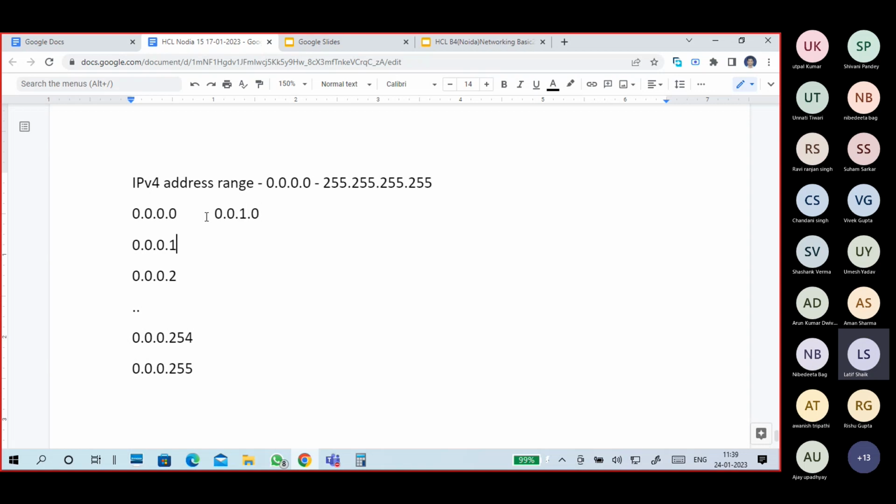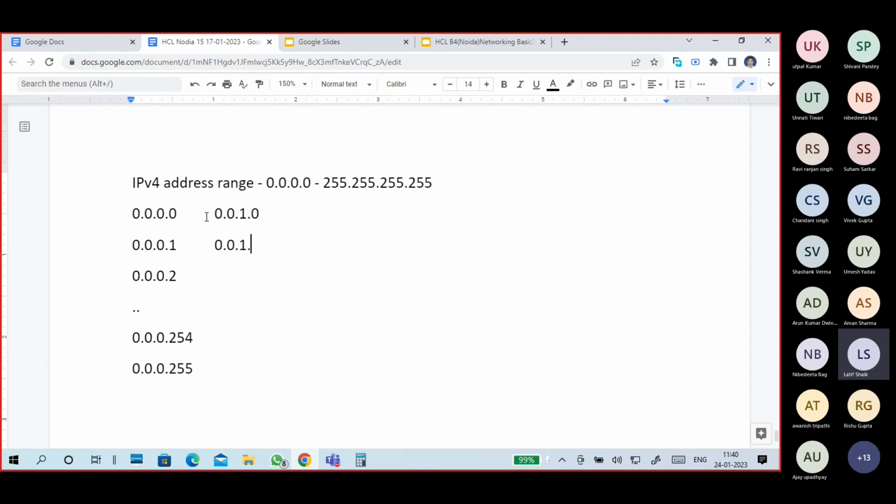0.0.1.0. Not 256, that won't come. So once 255 comes, it becomes 0 and 1 is leading. Like after 9, 1 0. After 99, 1 0 0. Right? So same way it is. Once 255 is completed, it becomes 0. It never crosses any octet more than 255.